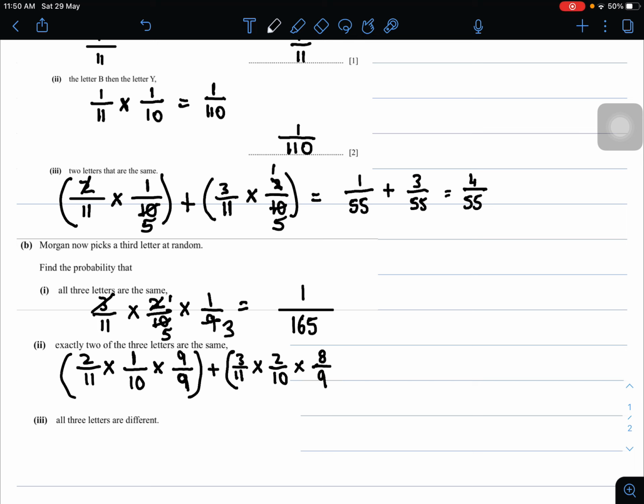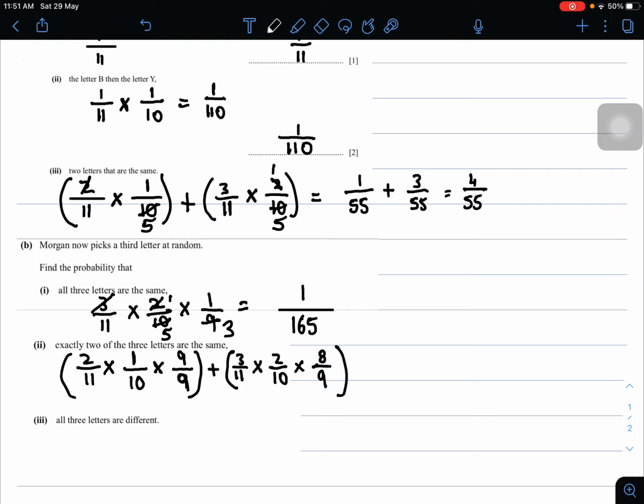So any of the cards other than the I. So the probability of picking any card other than the I would be 8 divided by 9, because there's only 1 I left. Therefore this would be your working for your part 2 or your second scenario.